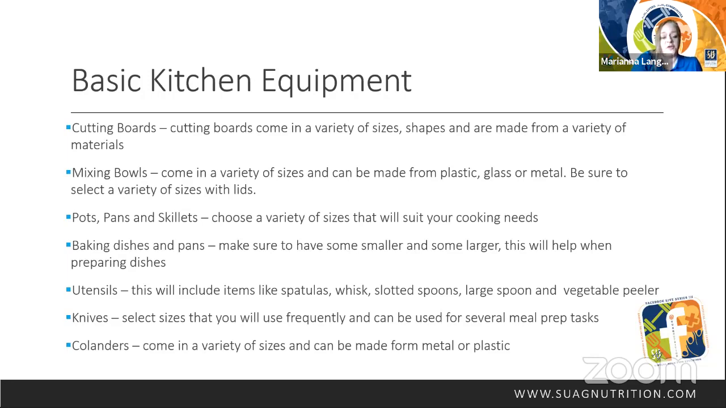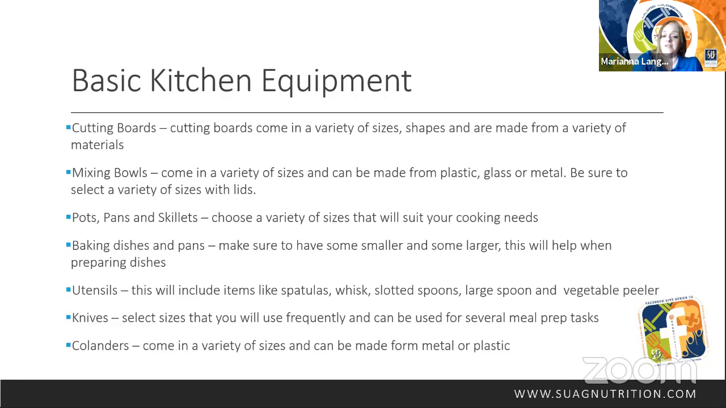Utensils. This is going to be your items like spatulas, whisks, slotted spoons, large spoons, and vegetable peelers. Make sure to get a good selection that are sturdy and will last you for a good length of time. Knives. Select knife sizes that you will use frequently. And also think about knives that can be used for several different meal preparation tasks.